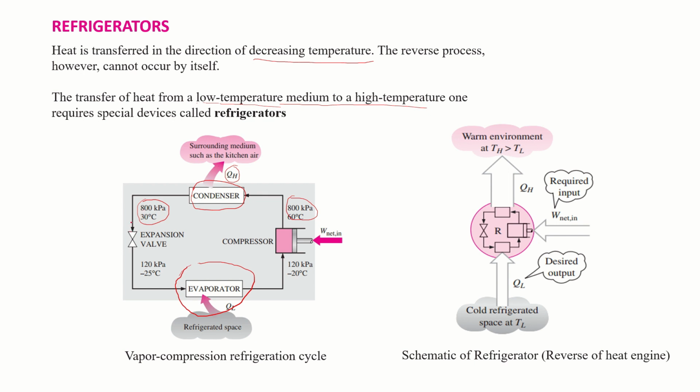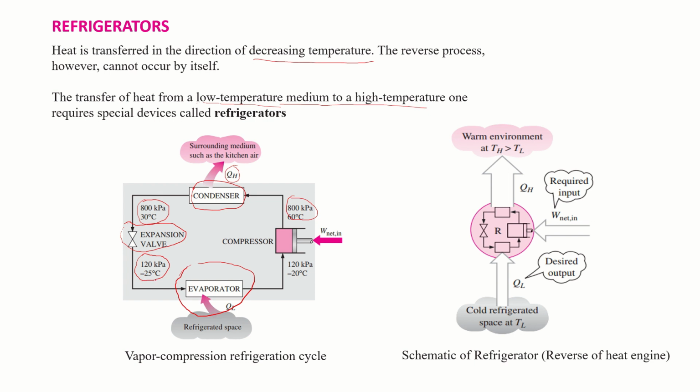Then there is a device called the expansion valve. When the refrigerant is passed through this expansion valve, its pressure is suddenly decreased. Due to the decrease of pressure, the refrigerant is evaporated, and due to this evaporation a cooling effect is produced. You can see here, when we have decreased the pressure from 800 kilopascal to 120 kilopascal, its temperature is drastically dropped to minus 25 degrees centigrade, and it is done due to the vaporization of the refrigerant.